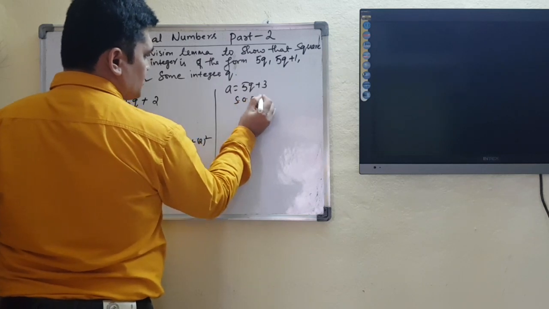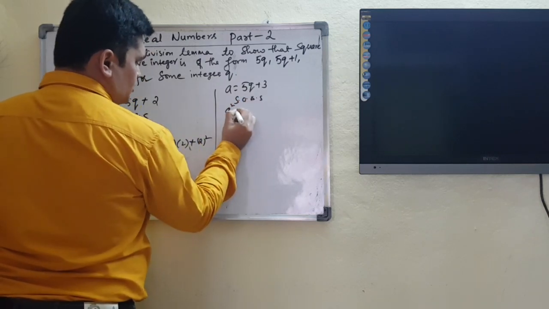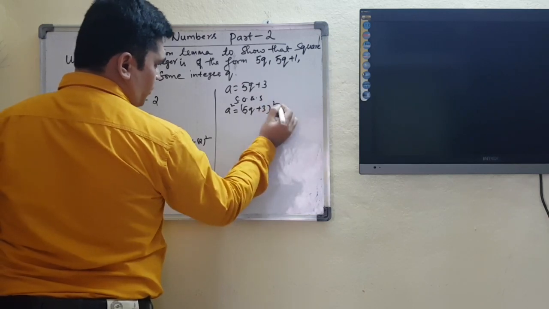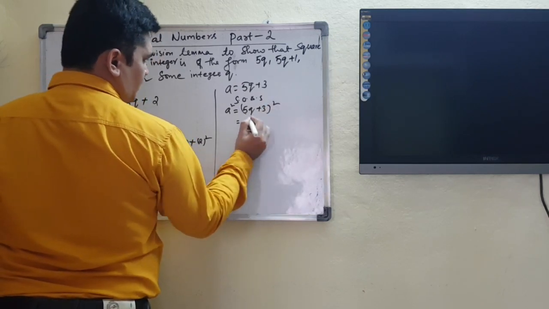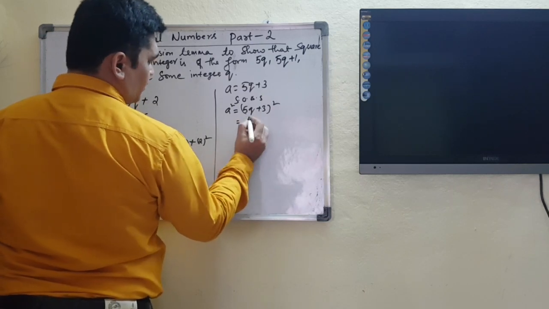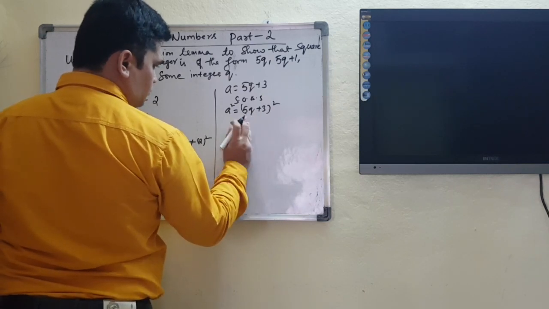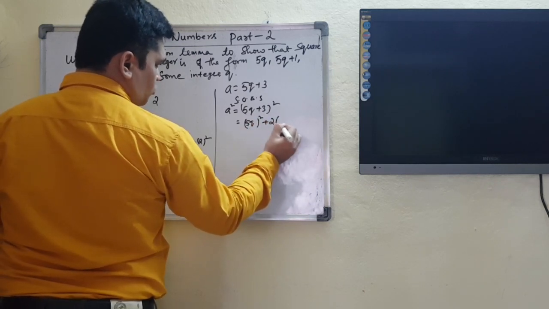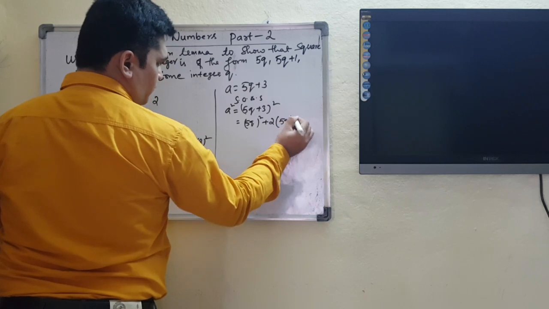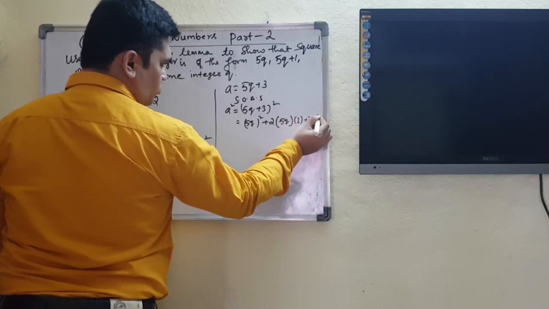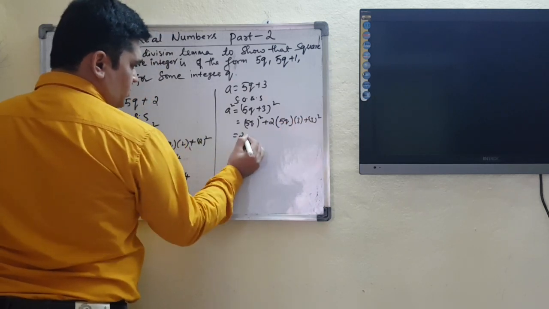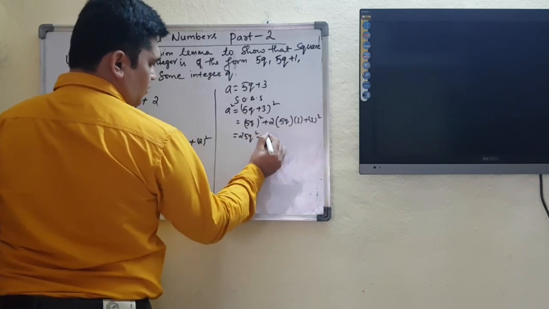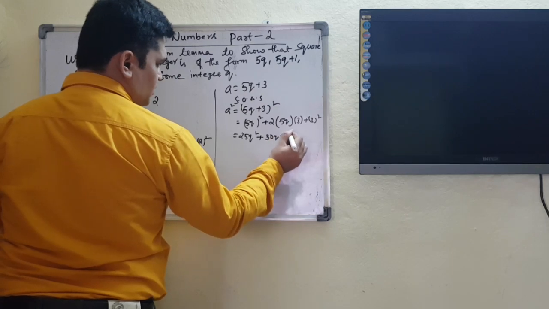Squaring on both the sides. A square equal to (5q plus 3) whole square. That will be again, if you expand it properly, it will be (5q) square plus 2ab, what we have, 5q, b we have 3, plus 3 whole square. 5q square is nothing but 25q square plus 5 2s are 10, 10 3s are 30q plus 3 3s are 9.